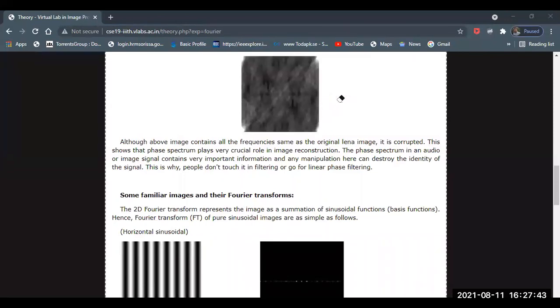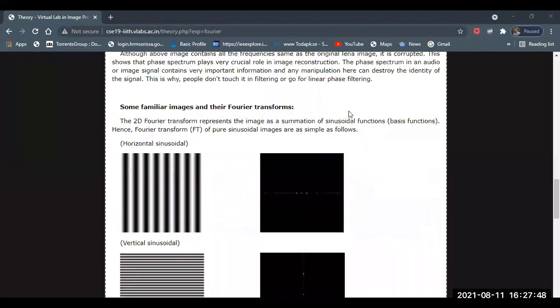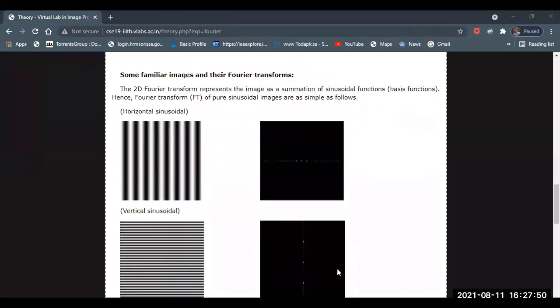So let us see some more familiar images that we are going to use in image processing. This is another very familiar image. This is the two-dimensional Fourier transform representation of an image as a summation of sinusoidal functions, that is, basis functions, and the Fourier transform of pure sinusoidal images is simple, as follows. This is my horizontal sinusoidal image, and this is my vertical sinusoidal image.